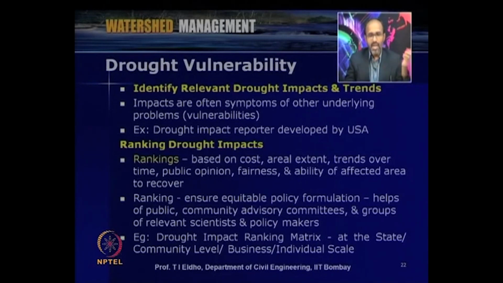So, we can have this kind of ranking so that we can have equitable policy formulation that helps public and community advisory committees and groups of relevant scientists and policy makers. This kind of ranking of drought impact is very important. For example, drought impact ranking metrics we can have at the state or community level, business or individual scale, and from that we can easily identify the possibility of a particular area being affected by the drought, and what its rank is.